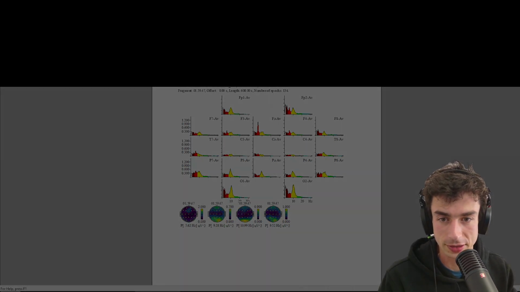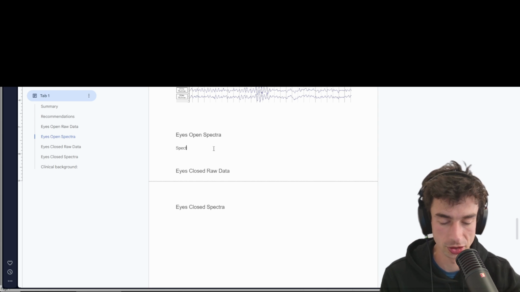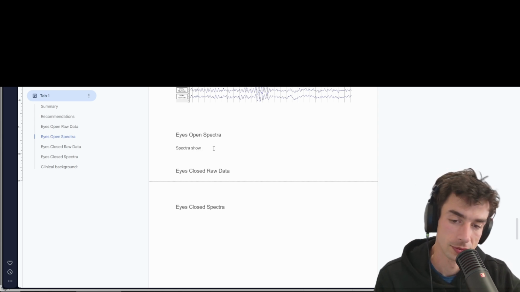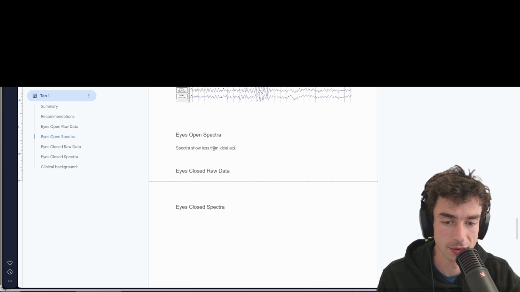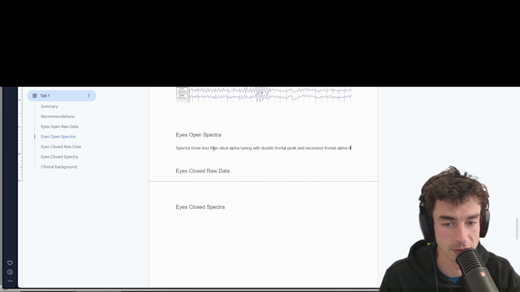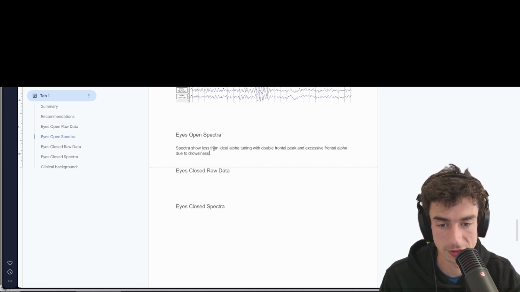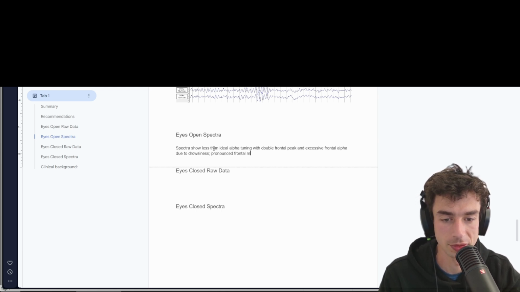Windows Shift S to grab a screenshot. Spectra show less than ideal alpha tuning with double frontal peak and excessive frontal alpha due to drowsiness. Pronounced frontal midline theta.